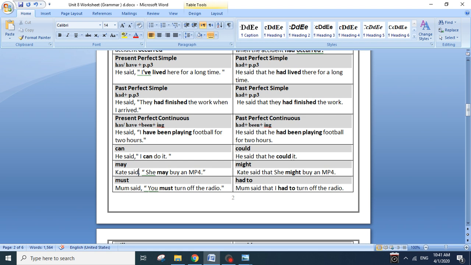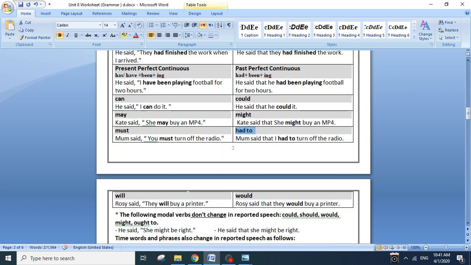Mom said you must turn off the radio. Mom said that. You change it into me because I'm the listener here. She's talking about me. Mom said that I had to turn off the radio. Here you have to change from must into had to.